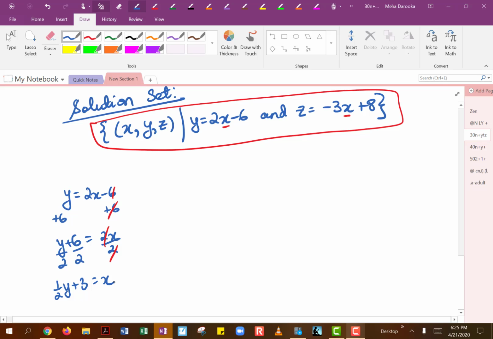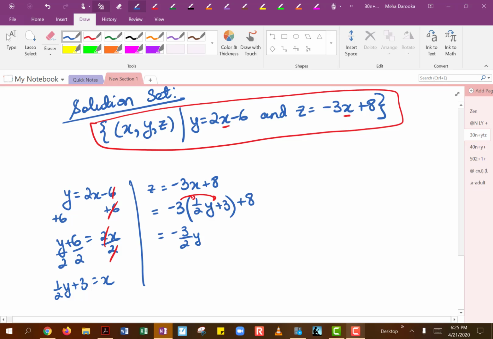And then we would need to get the z also and rewrite it in terms of y. So what we would do is replace that x with the 1/2 y plus 3 from here and simplify this. So this will end up giving us, remember, you need to distribute this 3 inside the parentheses. So this will give us negative 3/2 y minus 9 plus 8, which will of course end up becoming negative 3/2 y minus 1, and this would be in terms of z.